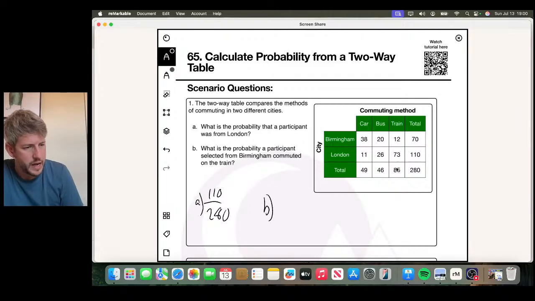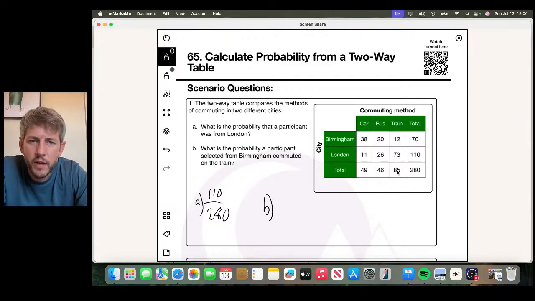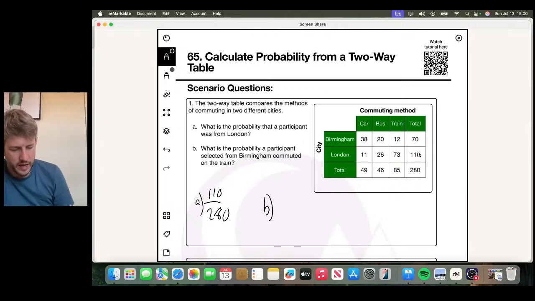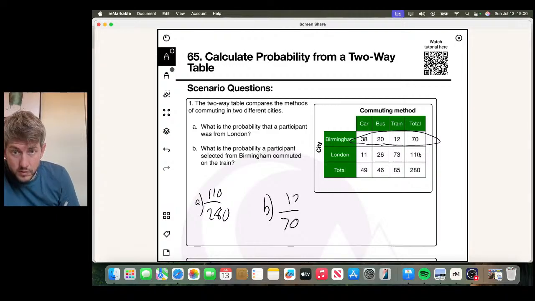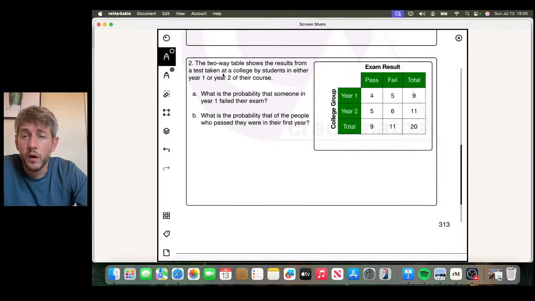Okay, and then B, what is the probability that a participant selected from Birmingham commuted on the train? So here we go, Birmingham, we're looking at these people here. So it's out of 70. How many of those people went on the train? 12. Okay. There we go.